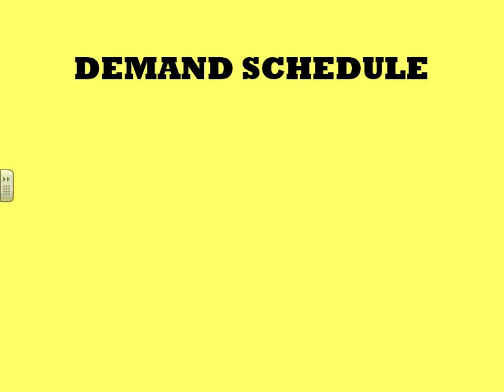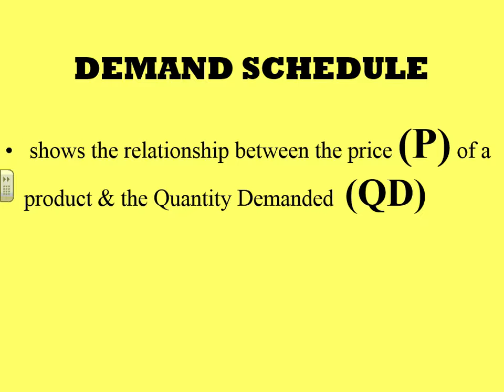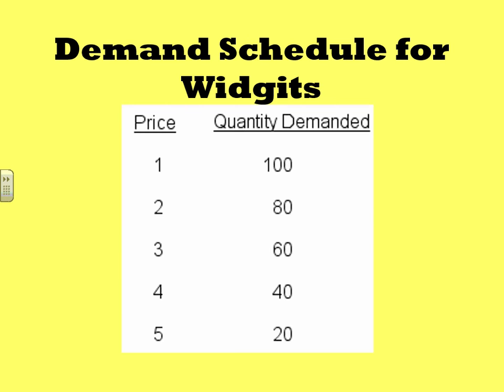We have tools that we use when studying demand, and they're going to be the same for supply. The tool that we use to understand people's demand for a product is the demand schedule. It shows the relationship between price, which is often written as a big P, and quantity demanded, which is QD. Basically, a demand schedule is a table. It looks something similar to this.